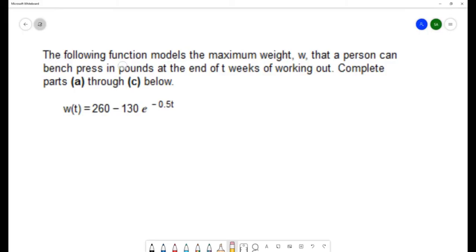The following function models the maximum weight W that a person can bench press in pounds at the end of T weeks of working out. Complete parts A through C. We've got our function W of T equals 260 minus 130 e to the negative 0.5 t.